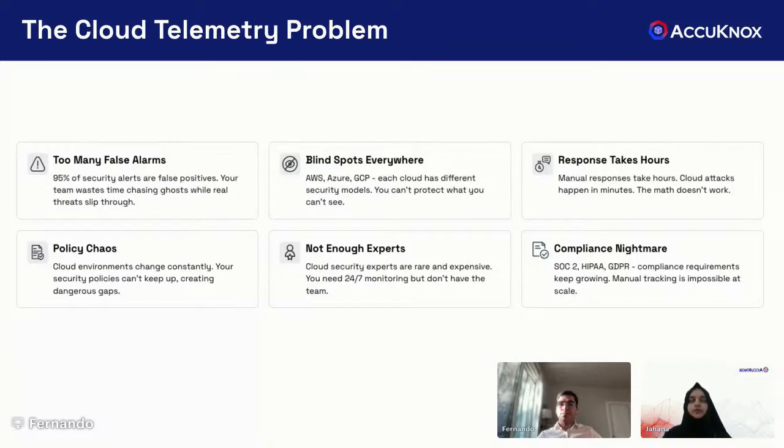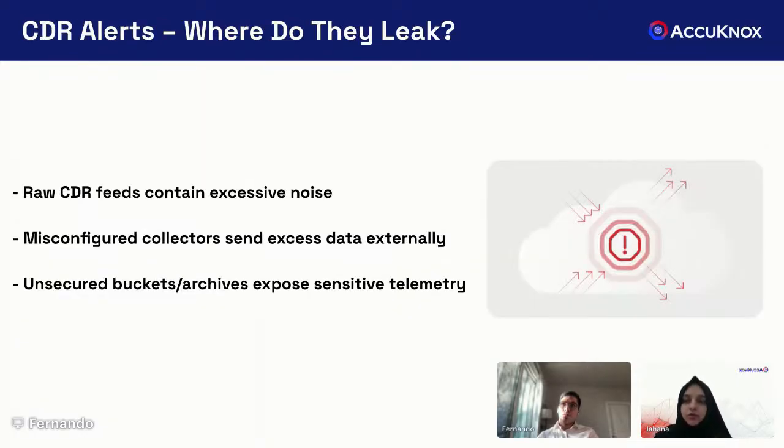Great. So the problem is not a lack of data; it is a lack of signal, right? Correct. Yes, you're right. So Branco, next we can go deeper. Even with all this telemetry, alerts often fall through the cracks. Where do CDR alerts generally leak? Okay, that is the thing we are talking about today. Where do they actually leak, and why is it such a common problem?